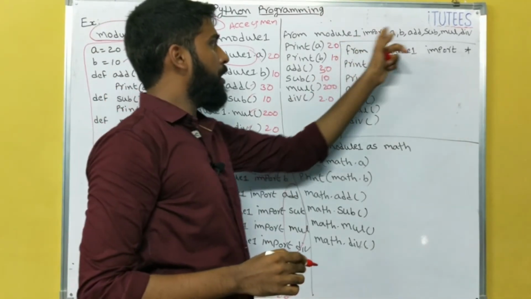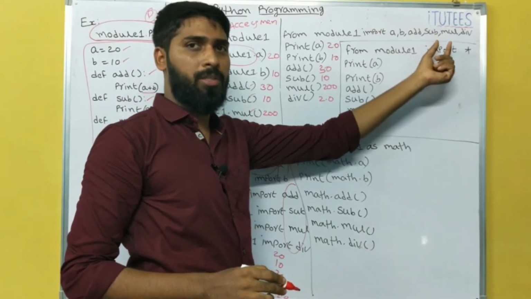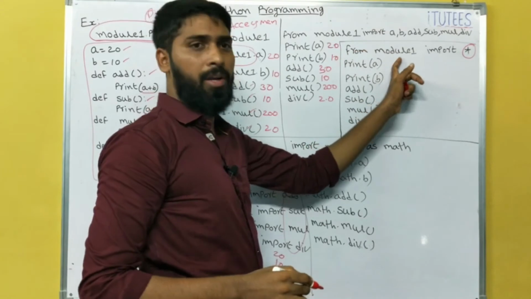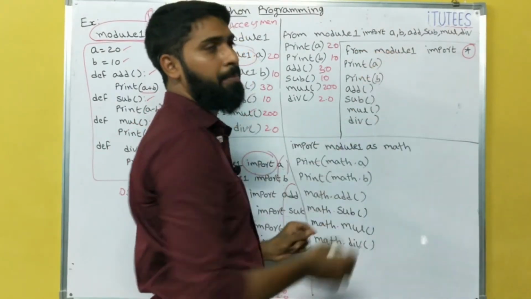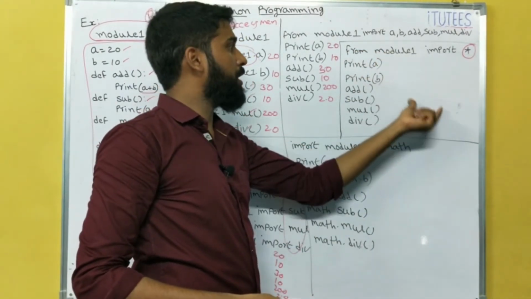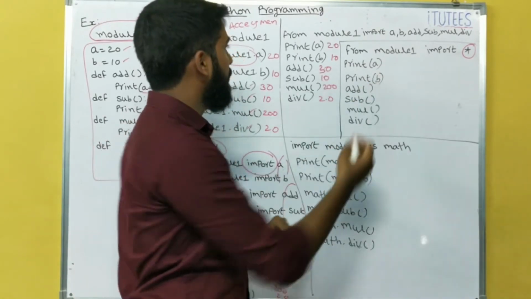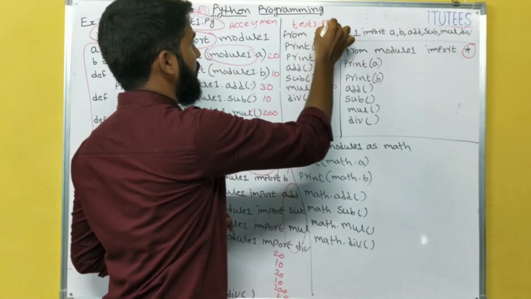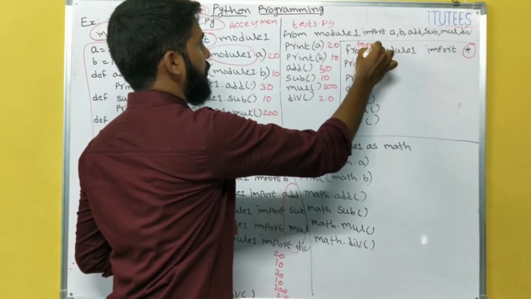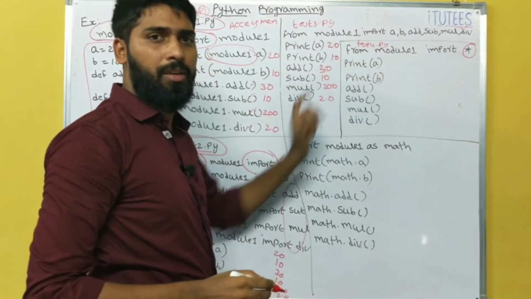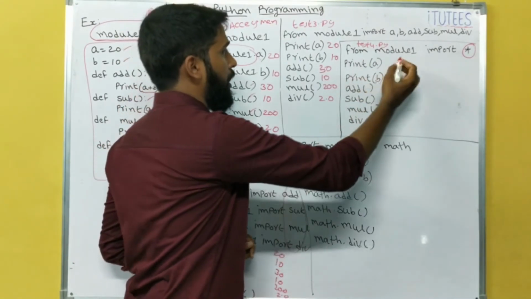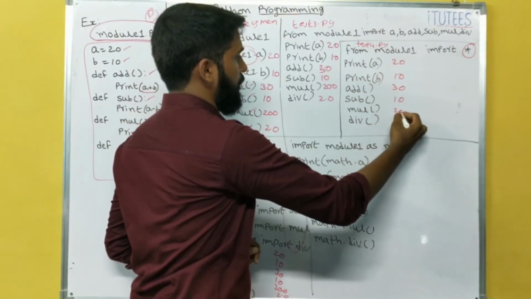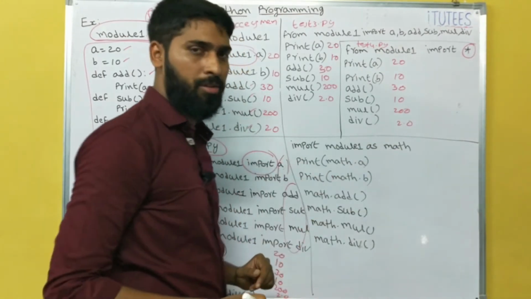We can import all the members and functions by using an asterisk. So from module1 import asterisk. That means A, B and all the functions are automatically imported into this program. For example, this is test2, this is test3.py, this is test4.py. So all these are different programs. Okay, so the output is the same: 10, 20, 30, 10, 200, 2.0.